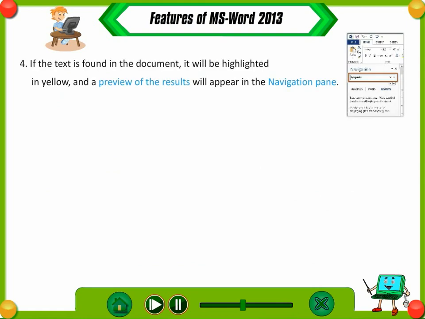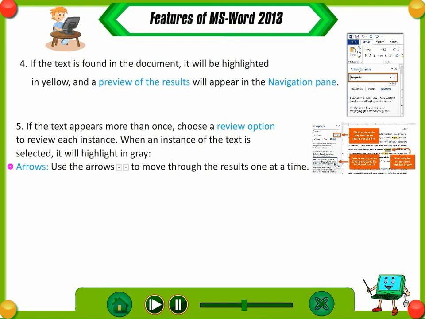If the text is found in the document, it will be highlighted in yellow and a preview of the results will appear in the navigation pane. If the text appears more than once, choose a review option to review each instance. When an instance of the text is selected, it will be highlighted in gray.